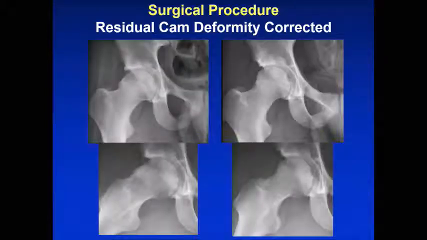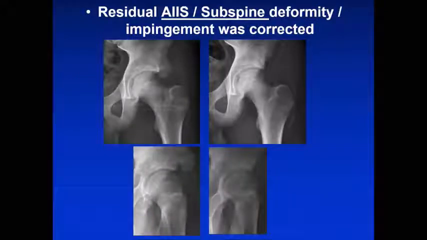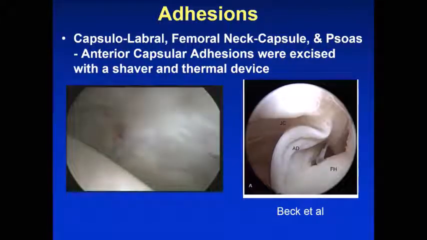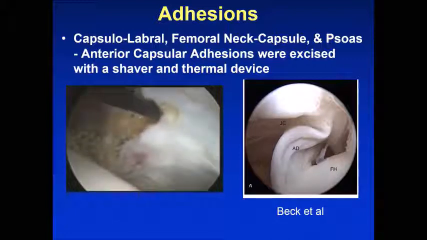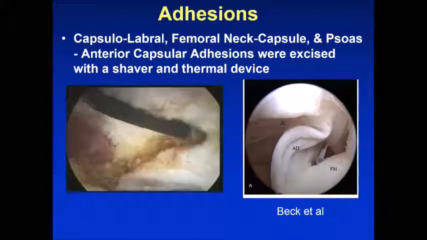So the surgical procedures: residual cam deformity was corrected, as you can see here on the AP and lateral radiographs. Acetabular overcoverage was corrected, as seen here on your AP radiographs. Subspine deformities that were left, and this is not infrequent, were also corrected, as seen on the AP and false profile views here. Adhesions, which have been described: capsulolabral adhesions, femoral neck capsular adhesions, and with the previous psoas tenotomy, you can also get some residual psoas anterior capsular adhesions. Were taken down with a shaver and a thermal device.